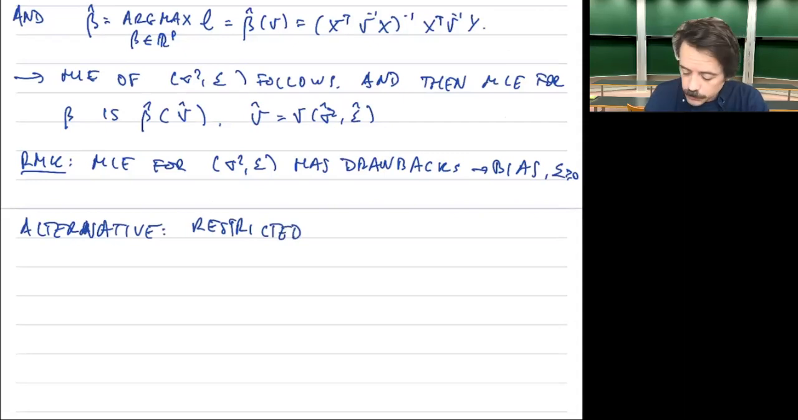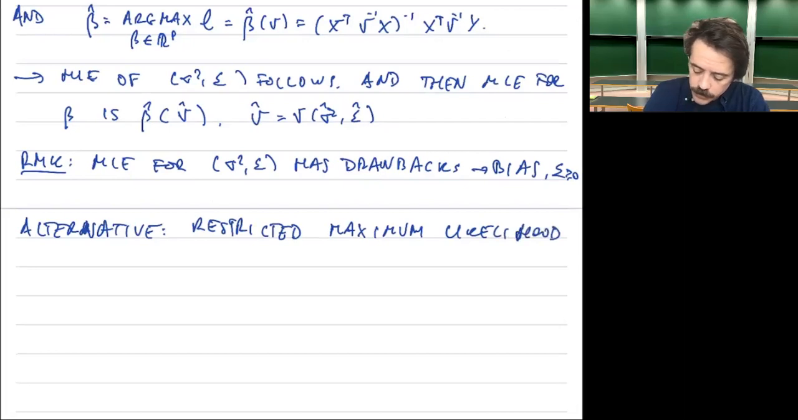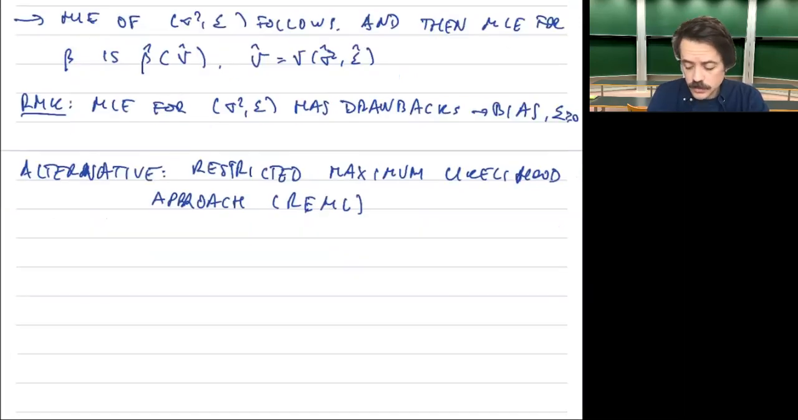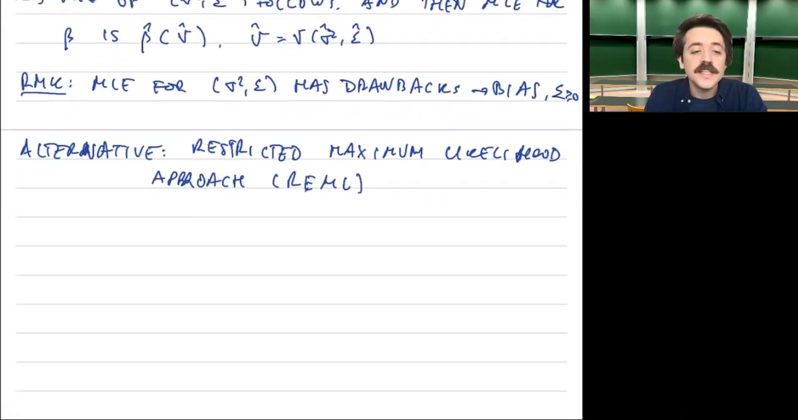So, the restricted maximum likelihood approach, written as REML. Okay, what's the idea behind this approach that we're going to be using together with the MLE in the practical? The idea is really just to estimate the variance parameters directly, rather than going through the beta estimator first. So how does one do that?